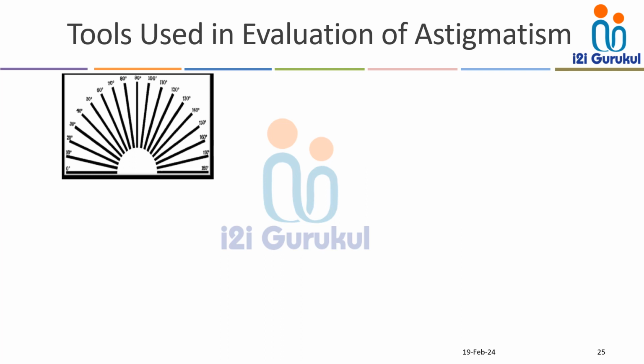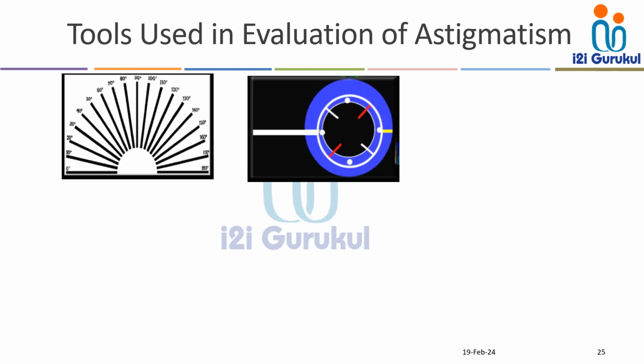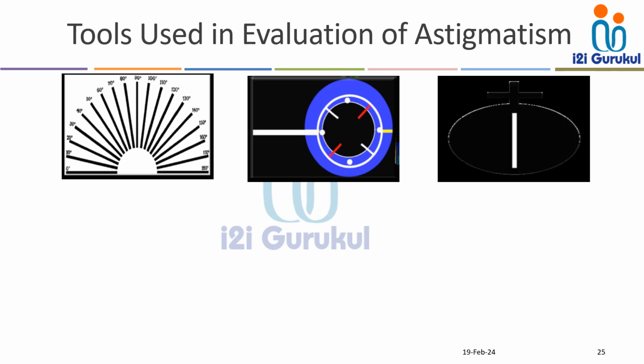And the second one is the Jackson cross cylinder. It is a spherocylinder lens in which the power of the cylinder is twice the power of the sphere and of the opposite sign. It is used to refine the axis of the cylindrical power. And coming to the stenopic slit, to find out the astigmatic power and its axis, we use this stenopic slit, and we use it to measure the vertex distance also.